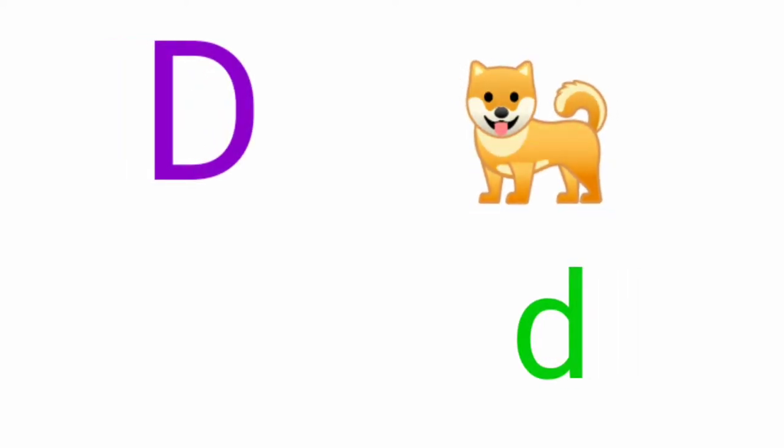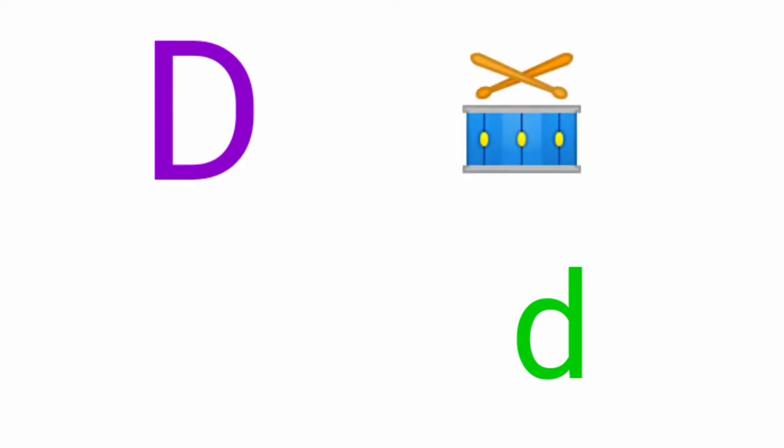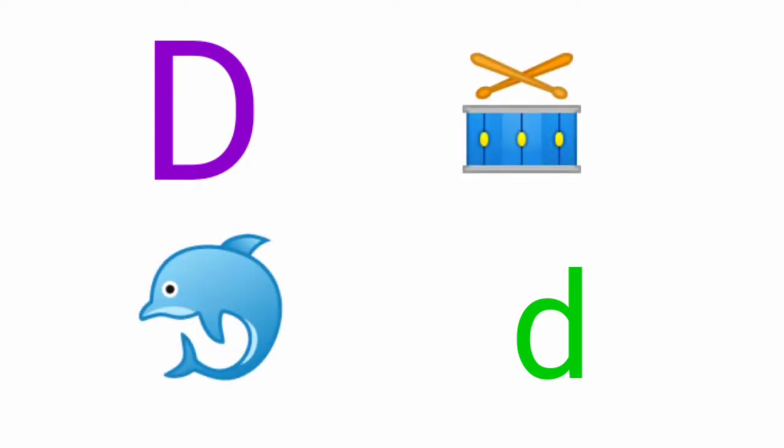Letter is D. Sound is D. D, D, D, D, D. D for dog. D for duck. D for drum. D for dolphin.